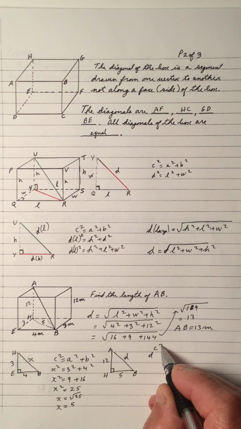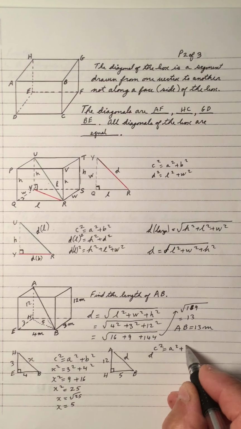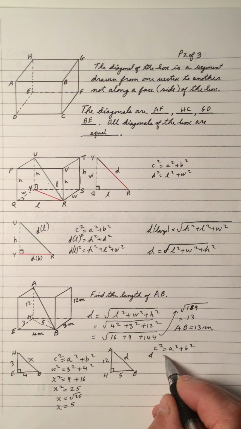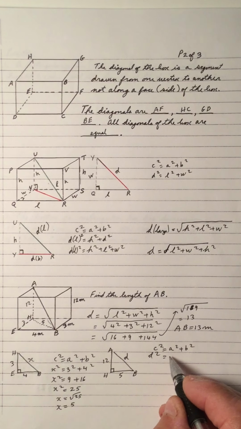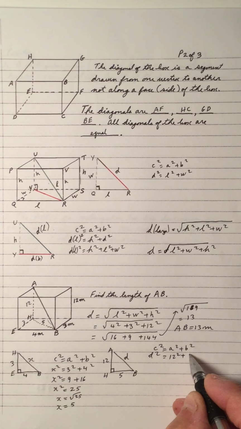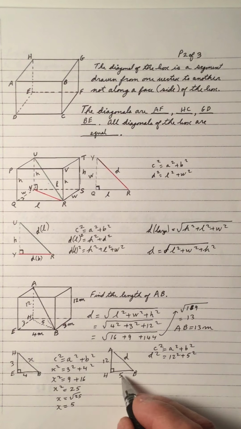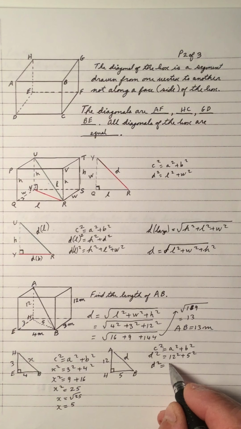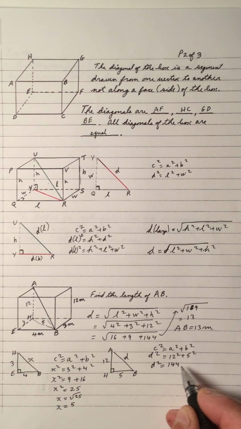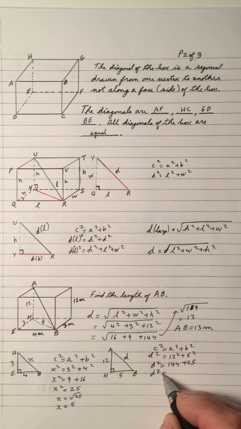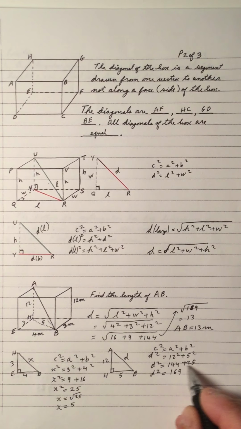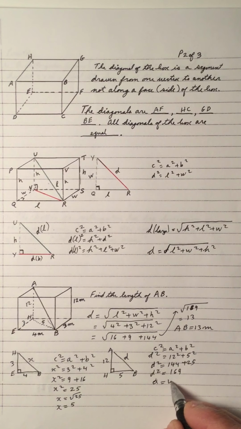So D. C squared is A squared plus B squared. I always write this down. And then I say, where's the hypotenuse opposite the right angle? So that's my D. And I have 12 squared plus 5 squared, A and B. So D squared is 144 plus 25. D squared is 169. When you add them up, D is the square root of 169. So D is equal to 13.